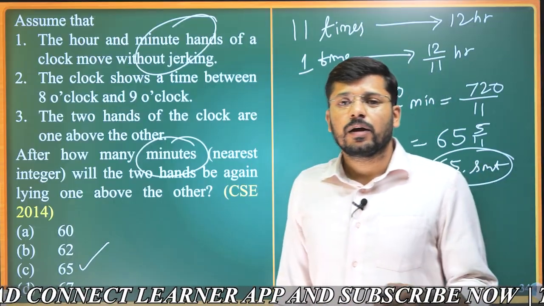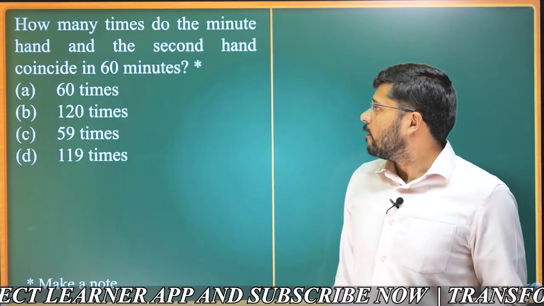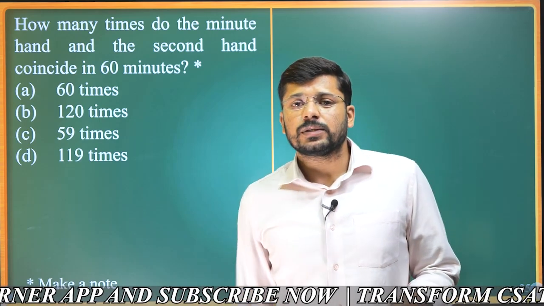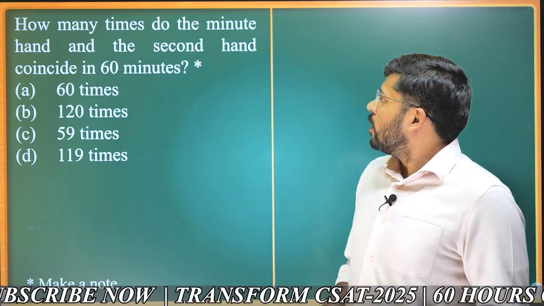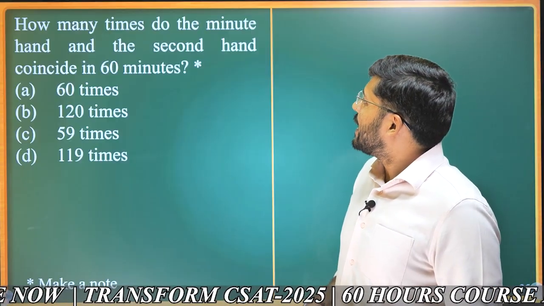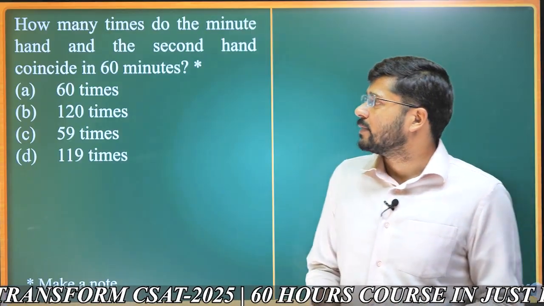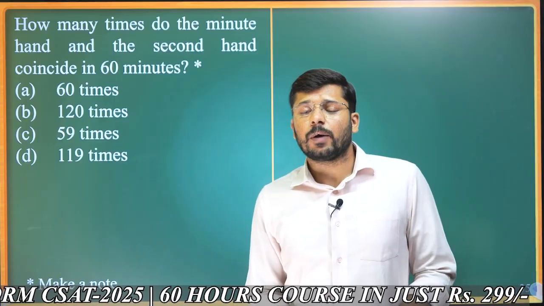Yes. Okay. Now this is about them coinciding or being in opposite directions or at right angle. Now, how many times do the minute hand and the second hand coincide in 60 minutes? Until now, we talked about hour hand and minute hand.